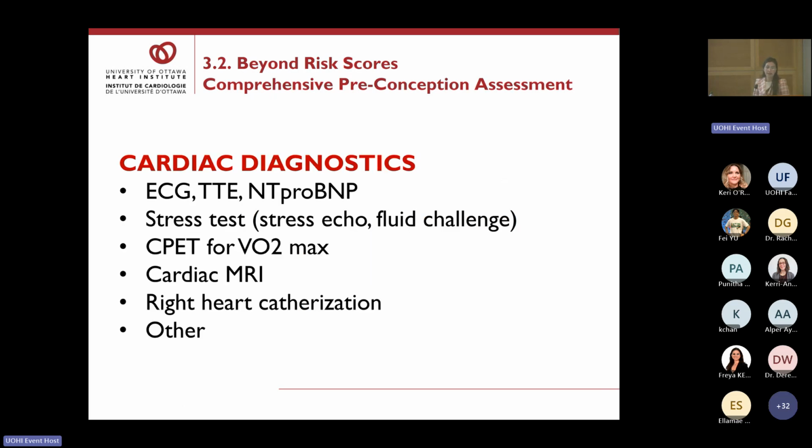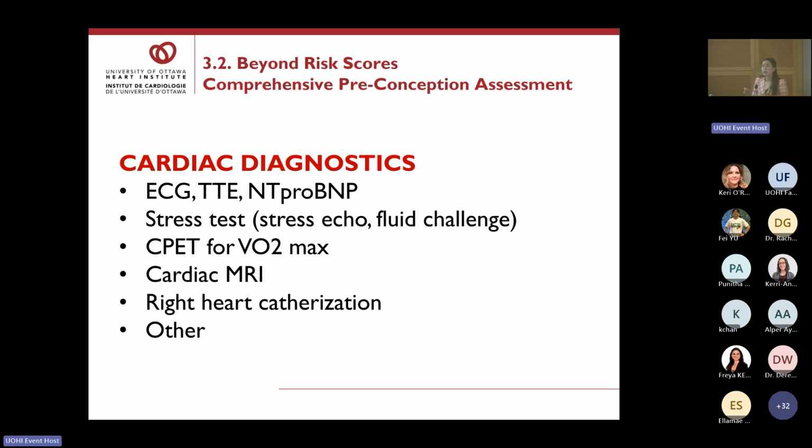The other thing is we need cardiac diagnostics. Often to make decisions about whether someone is fit for pregnancy, we need a little bit more information beyond the ECG, the echo, and maybe an NT-proBNP. We really like stress tests that tell us a little bit about how they could tolerate a pregnancy in terms of what's their functional capacity, what's their heart rate, do they develop any symptoms, do they get any EF drop. And we sometimes even do stress tests or CPETs with fluid challenge to add that extra layer of mimicking what would happen during normal pregnancy.